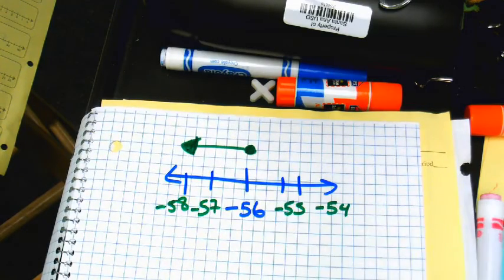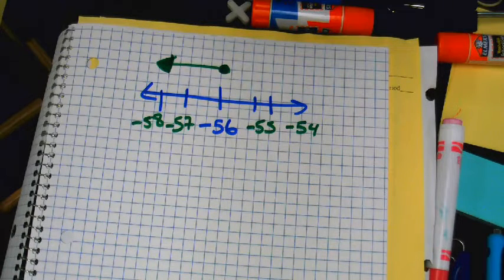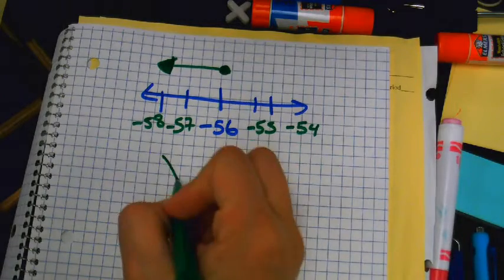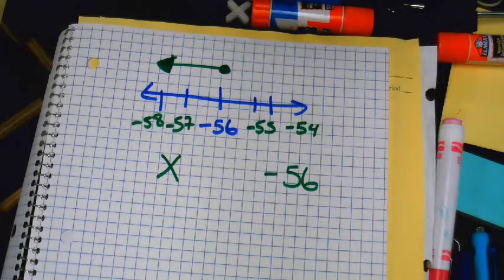This shouldn't be hard, right? The way I taught it to you is the easiest way. How did I teach it to you? What do I write down first? X. What's the number? Negative 56. And what's the inequality?